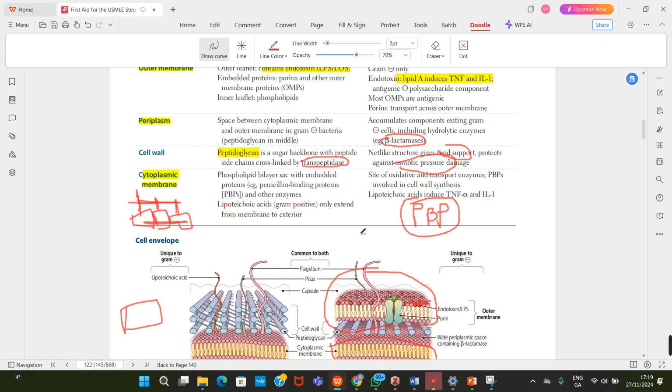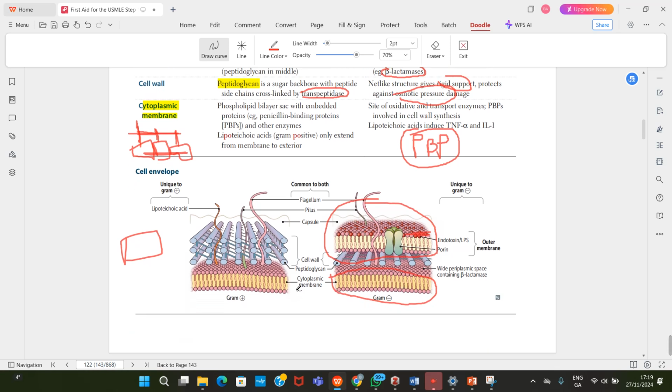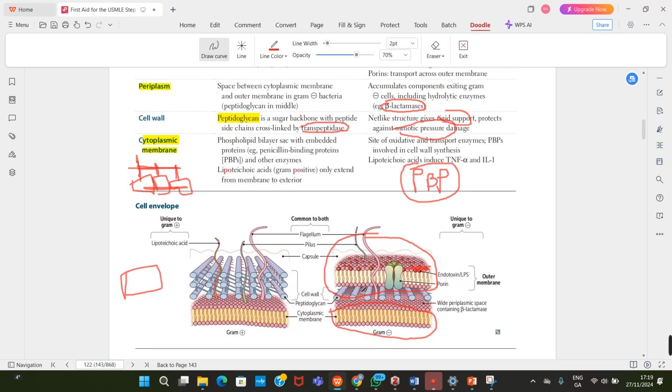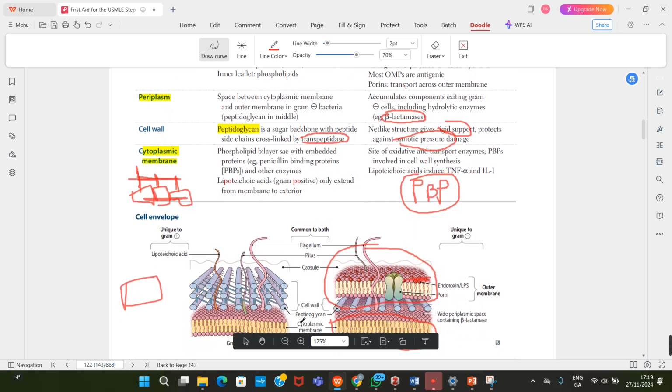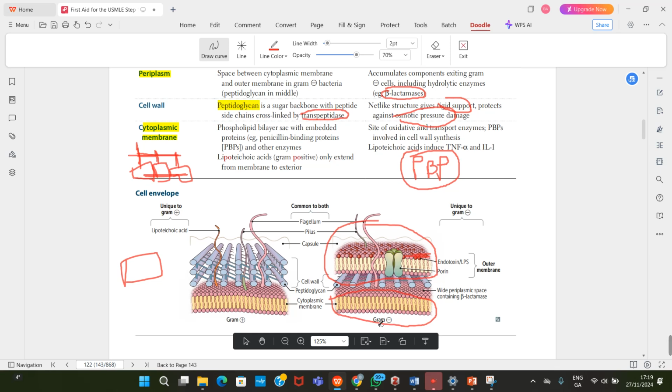The last component is the cytoplasmic membrane, which is the one that is beneath. It is common to both of them. Both of them have a cytoplasmic membrane, right? And this is where we have the penicillin binding proteins that I'm talking about. This is where they are. This cytoplasmic membrane also contains some oxidative and transport enzymes.